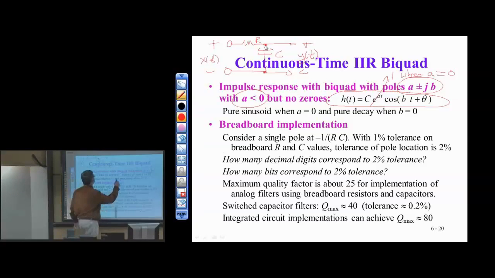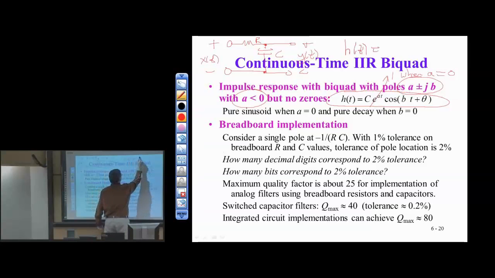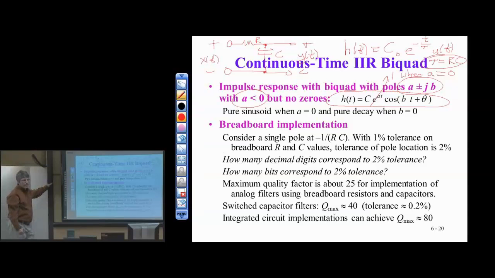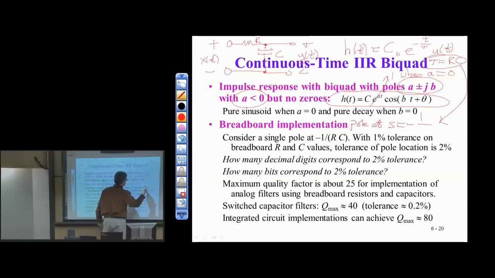I want to make sure I get it right. There's some constant. Okay, so it's a decaying exponential with a time constant RC. The pole location is at minus 1 over RC, left-hand side of the plane for BIBO stability. So consider a single pole at that location, minus 1 over RC. With 1% tolerance on the RC values, the tolerance of the pole location is 2%.